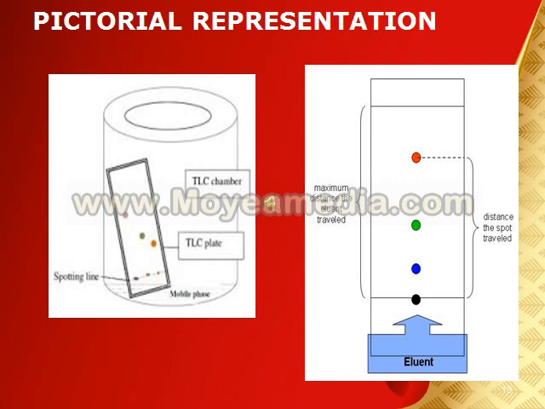As soon as this happens, we remove the lid, take out the slide, let it dry, and then expose it in an iodine chamber. Iodine chamber is nothing but a beaker in which we keep some solid iodine and cover it with a watch glass. After some time, the spots develop, as you can see in the second figure, and then we can measure the distance traveled by the spot and the distance traveled by the solvent, similar to paper chromatography. And we can calculate the RF value in TLC also very easily.